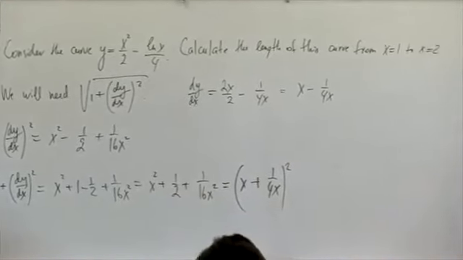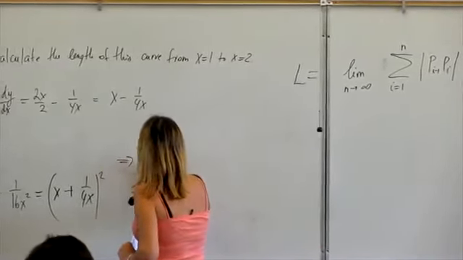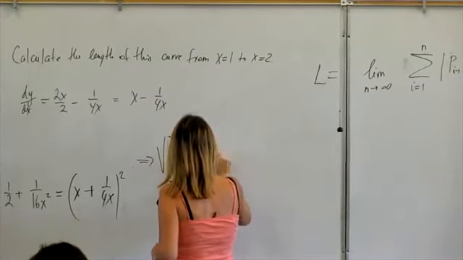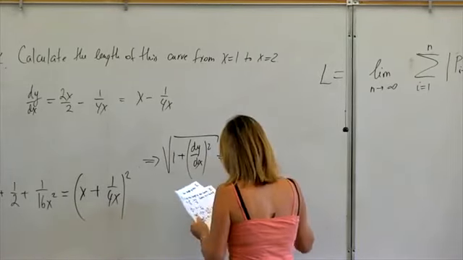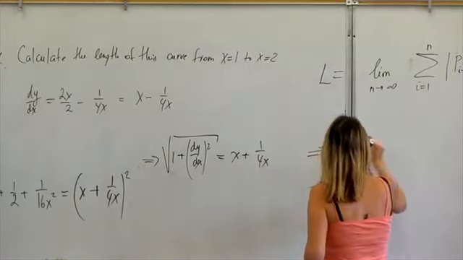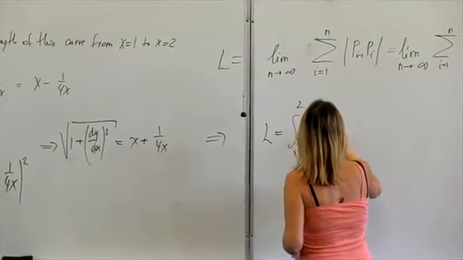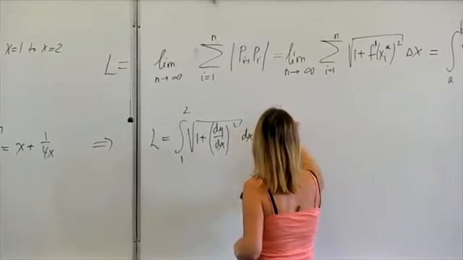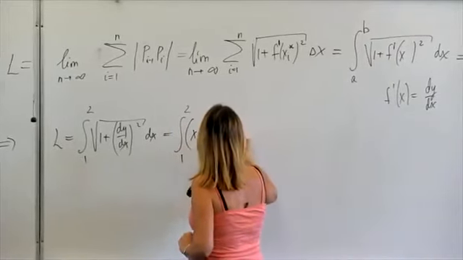Okay? And this makes it really easy for us to take the square root as the last step. So the square root of 1 plus (dy/dx) squared is given by x plus 1/(4x). And this is the object that we are going to integrate. So let's go here. The length is the integral between 1 and 2 of the square root of 1 plus (dy/dx) squared dx. And I replace this expression with what I obtained, x plus 1/(4x), dx.